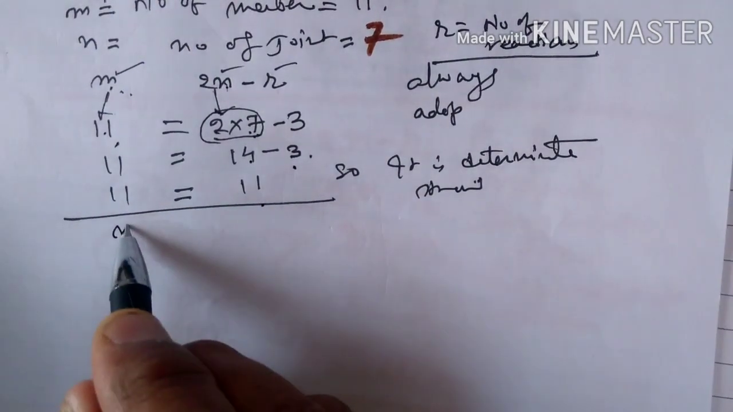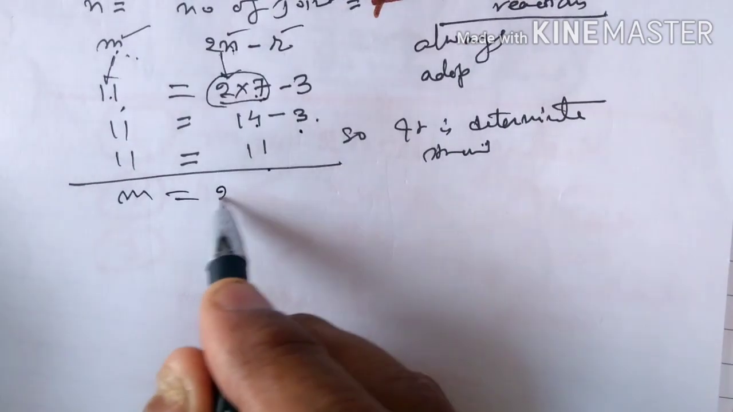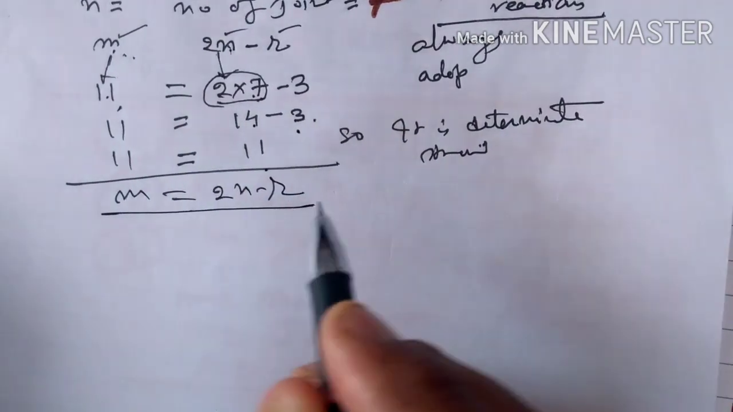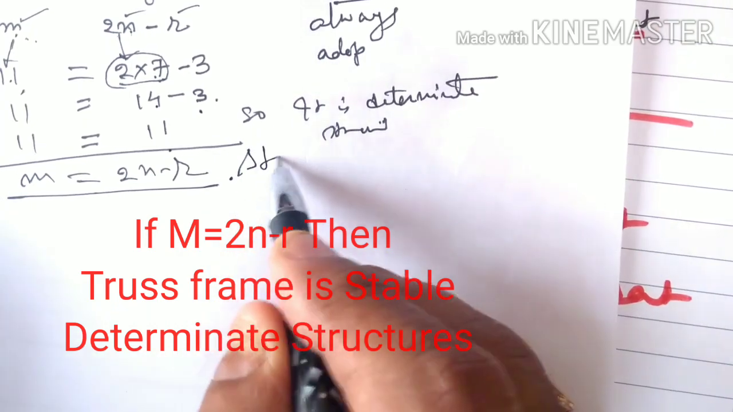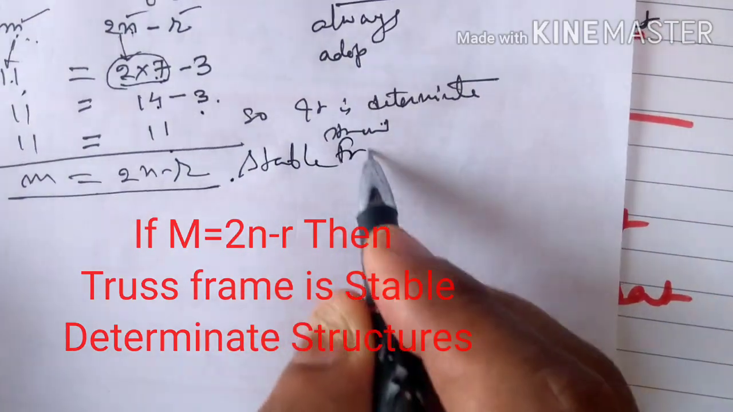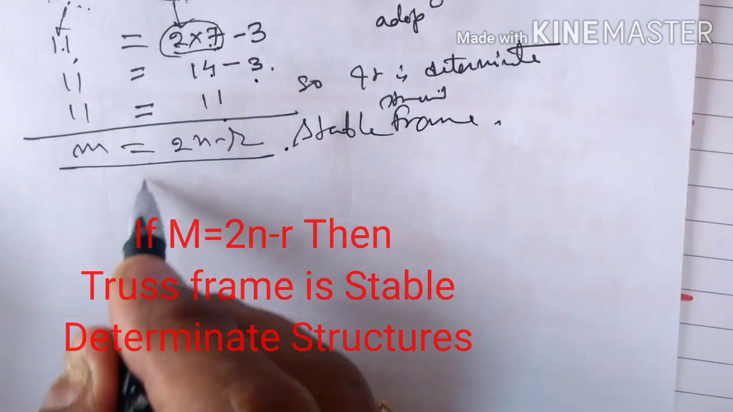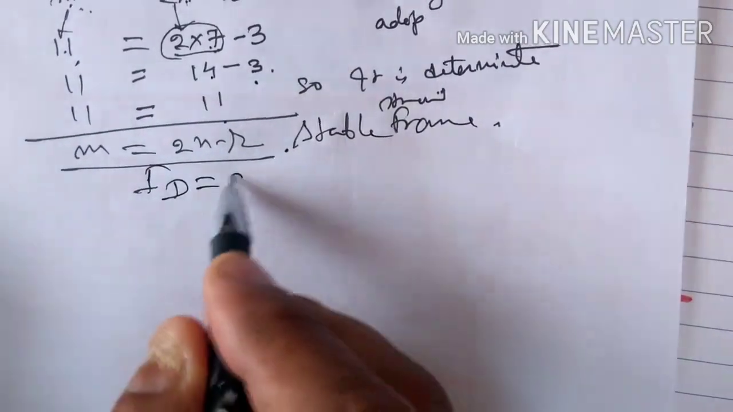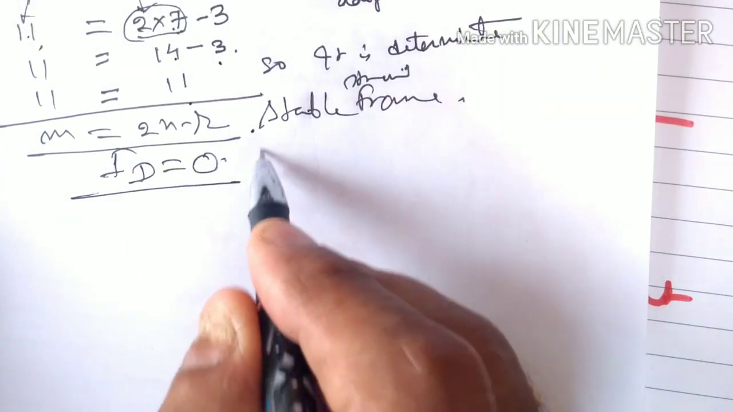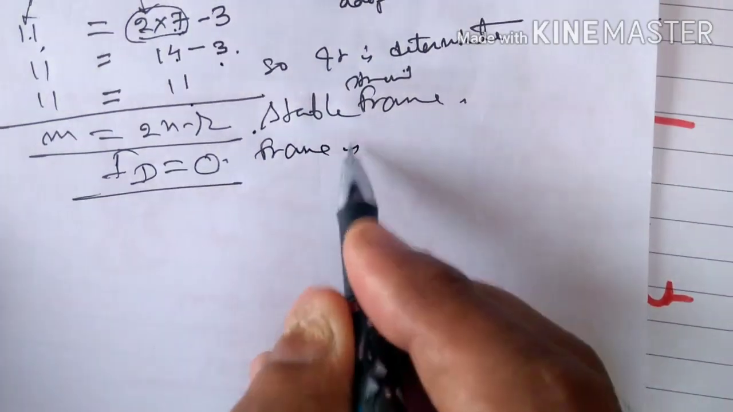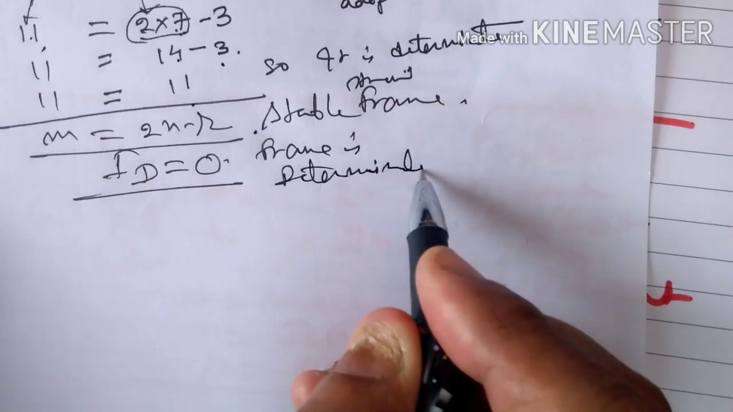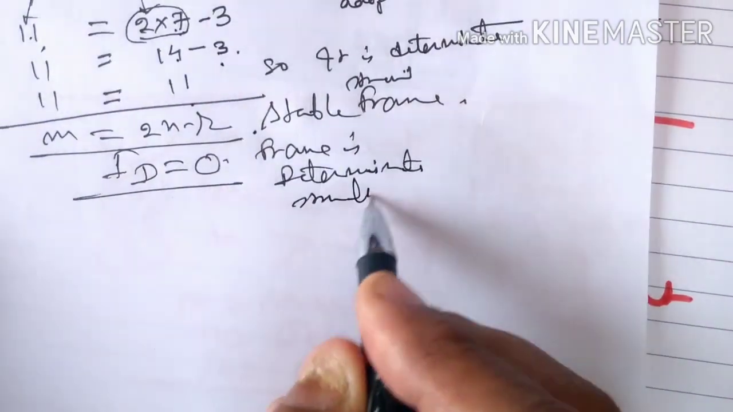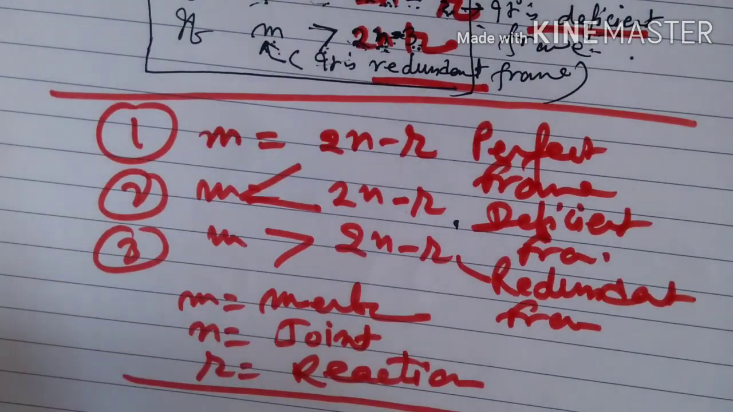That is M equal to 2N minus R. This is applicable for a stable frame. So ID is equal to 0. ID means degree of indeterminacy is equal to 0, and the frame is a determinate structure. Now see again another example.